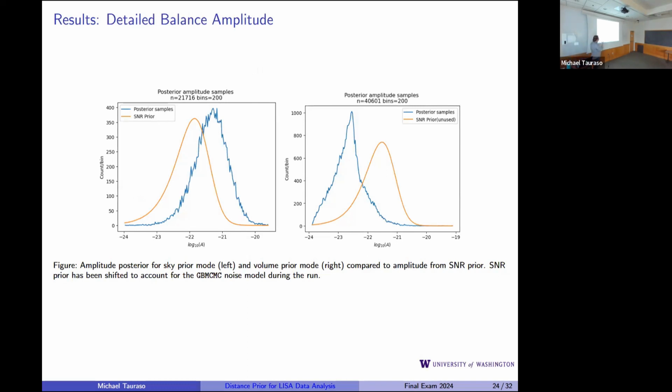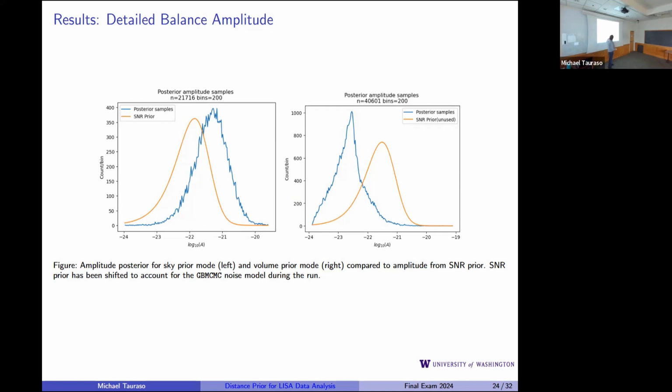So this is another cross-check involving detailed balance, where I graphed the old amplitude prior, and on the left we have the old code, and on the right we have the new code. The orange smooth curves are the signal to noise ratio prior, which is how amplitude was proposed, and also the prior on amplitude originally. You can see that in detailed balance mode, this posterior basically looks like this prior. It's got the same shape, shifted a little bit, because the algorithm does tend to prefer things that are higher amplitude.